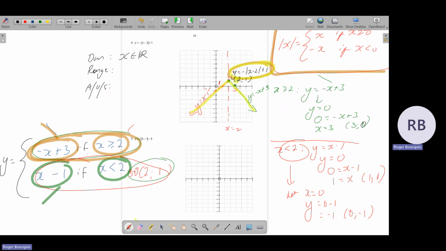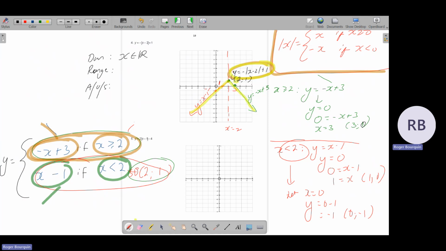What's the range, guys? Where do the y values, what comes out of this graph? Speak to your neighbor: what are all the y coordinates you can have on this graph, from where to where? What's the biggest y coordinate? What's the smallest y coordinate? So what's the biggest y coordinate of this graph? 1. And what's the smallest? It goes down forever.